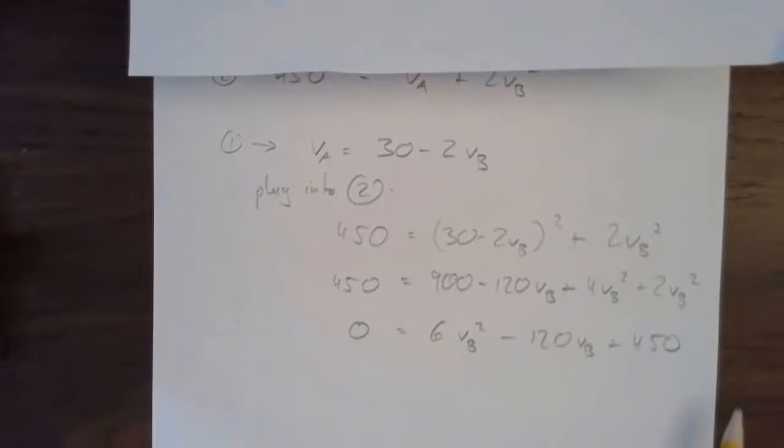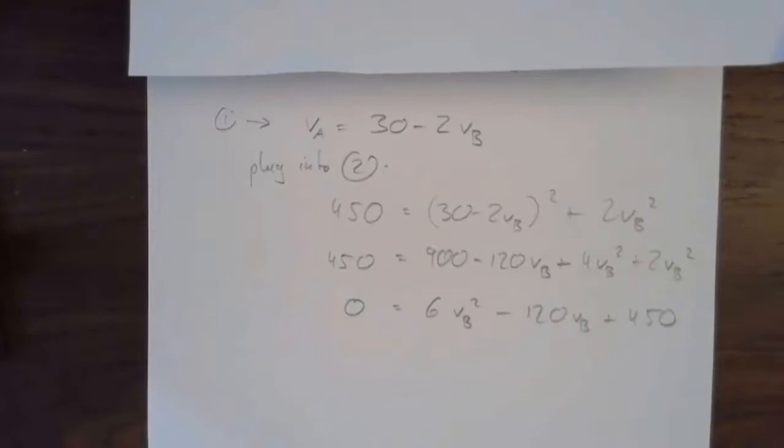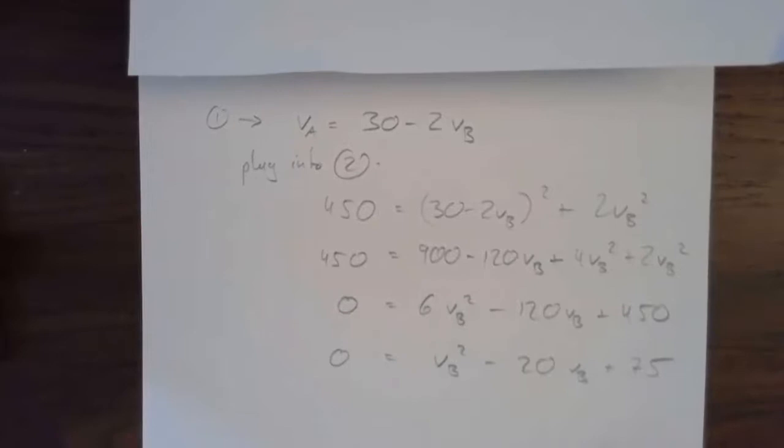Now I have a quadratic that I can solve just the usual way of using the quadratic equation. So I'm just going to simplify it a little bit more by dividing through by 6. So I'm going to get vB squared minus 20 vB plus, what's this, 75. Okay, and now I actually have to sit down and solve it. At this point, you'd be welcome to plug this into your quadratic equation, but why not hone our algebra skills a little bit? Come on, we can do this.